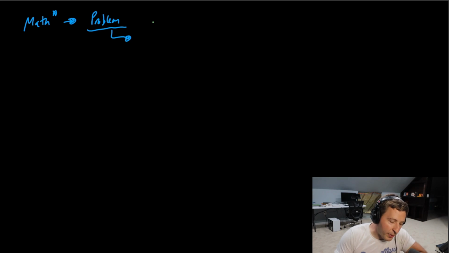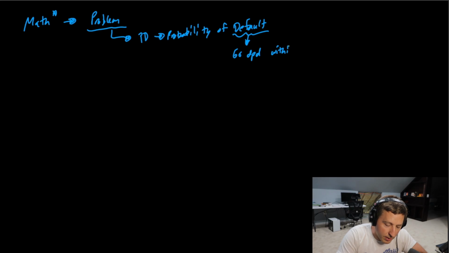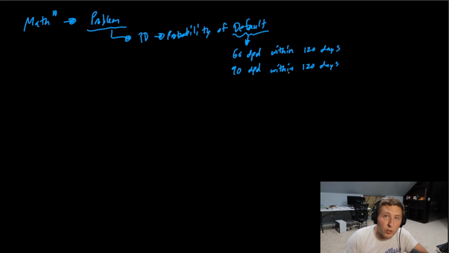So let's give an example of this. Let's go back to that PD model. PD is just finding the probability of default. And so now you have to say, okay, well, what does that mean? What is a default? You can define default many different ways. You can have 60 days past due, so DPD, within, let's say, 120 days. You could define it as 90 days DPD within 120 days. You could say ever 60 days past due.